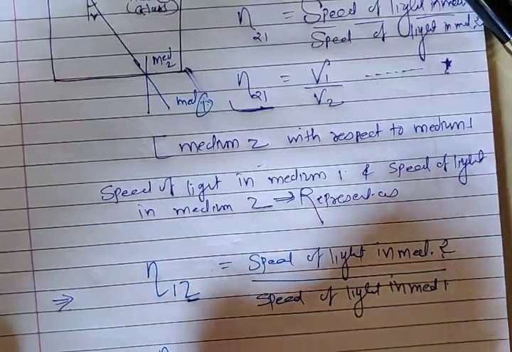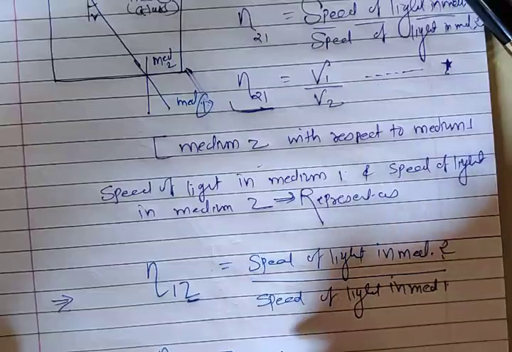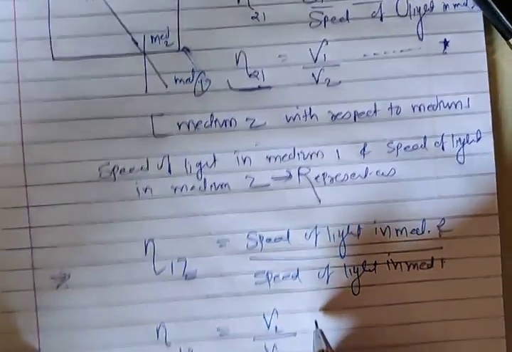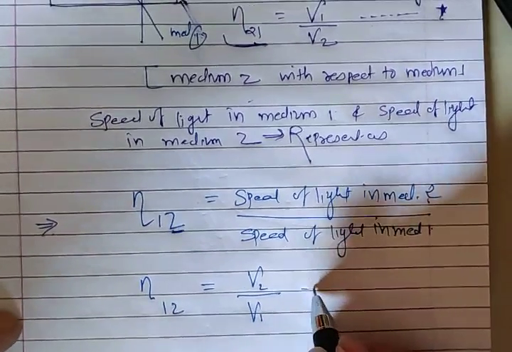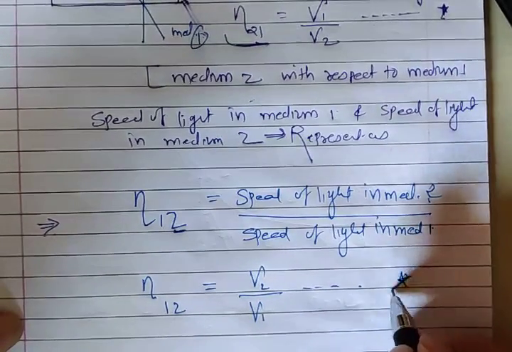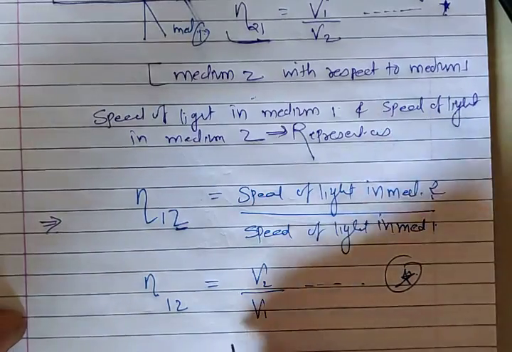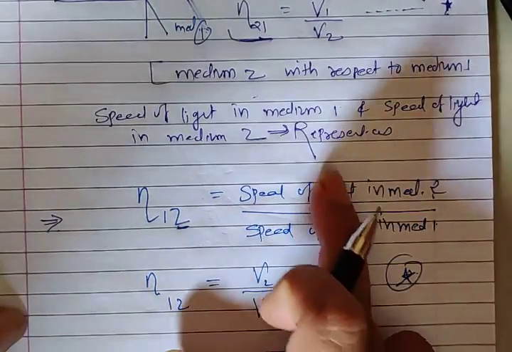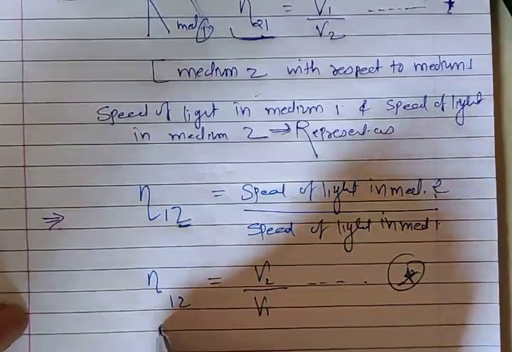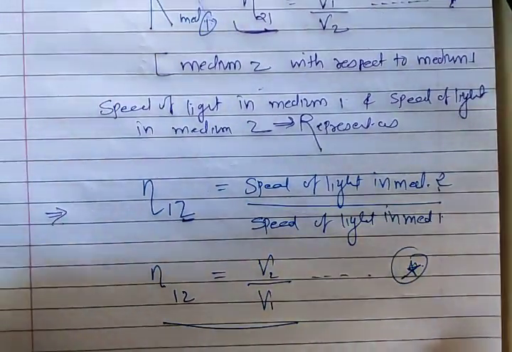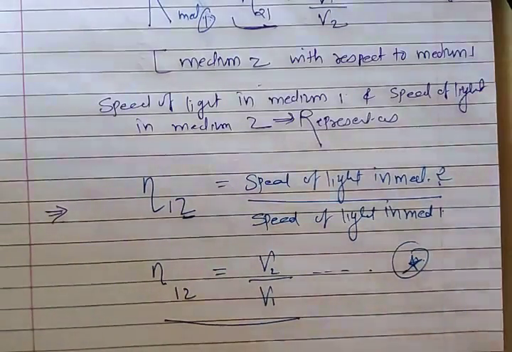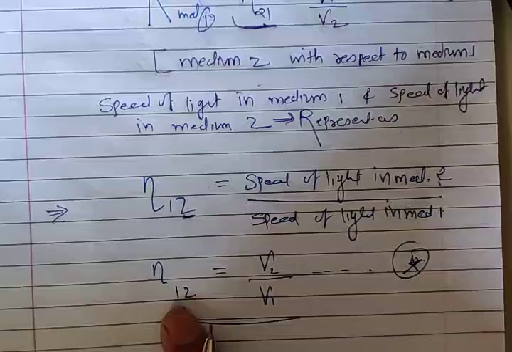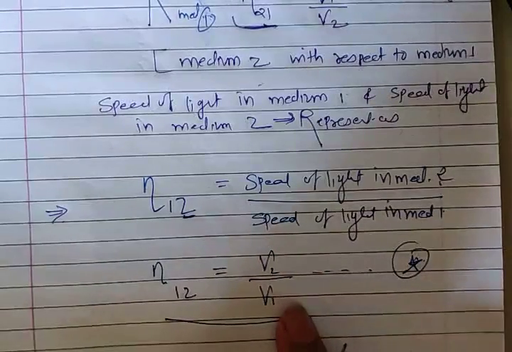So eta 1 to 2 I will write, that is v2 upon v1. Is that clear? This is your second. So speed of light in medium 2 and speed of light in medium 1 represent n 1 to 2. These are totally opposite. Is that clear? So I can write n 1 to 2 with respect to 2 to 1, that is v2 upon v1.